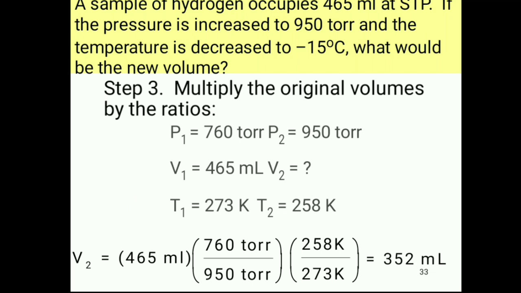Substituting now the given, the initial volume is 465 milliliters. The initial pressure is 760 torr. The final temperature is 258 Kelvin, divided by 950 torr, the new pressure, multiplied by the initial temperature of 273 Kelvin. Cancelling the similar units between numerator and denominator, we have 465 times 760 times 258 divided by the product of 950 and 273. Doing the operation, we have the answer 352 milliliters. So from the initial volume of 465 milliliters, it decreased to 352 milliliters. This is due to the decrease in temperature and increase in pressure.